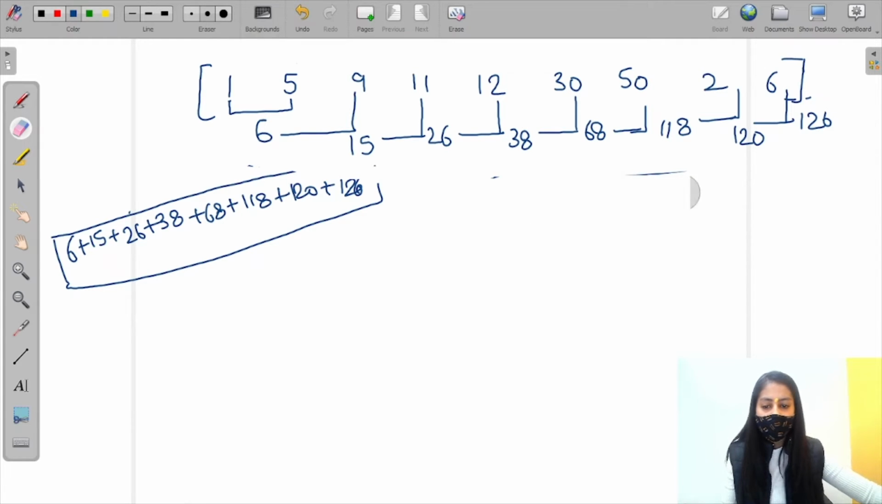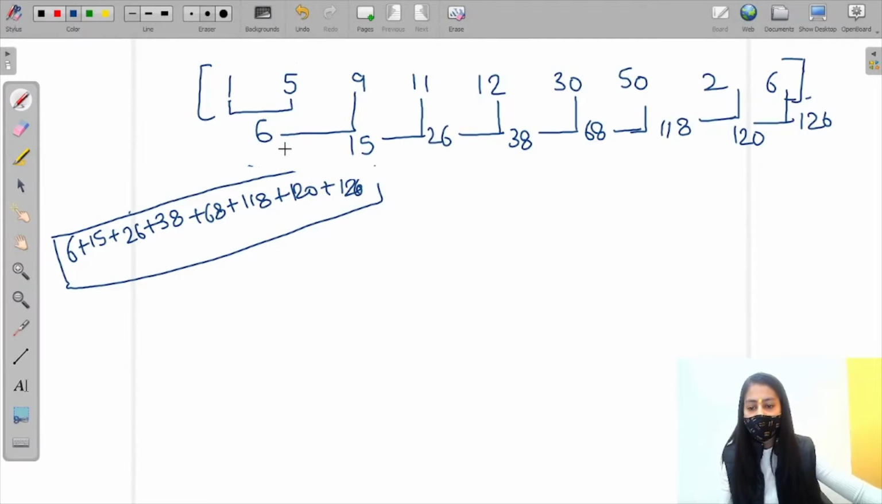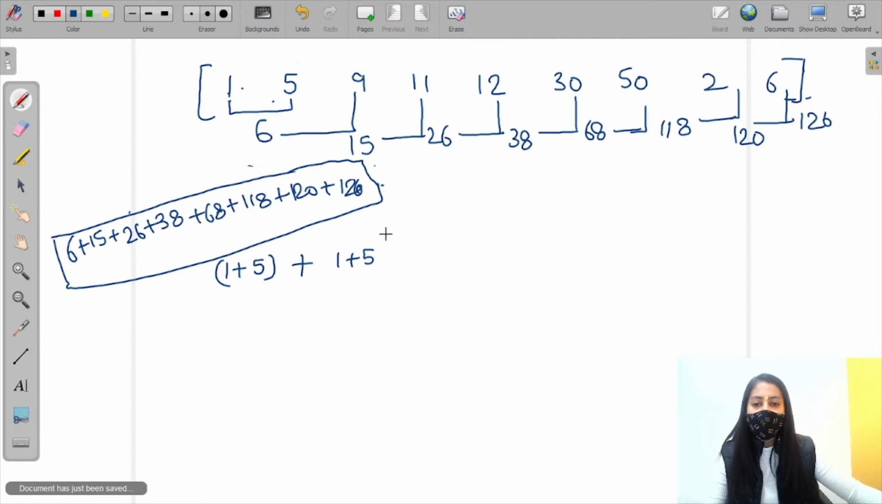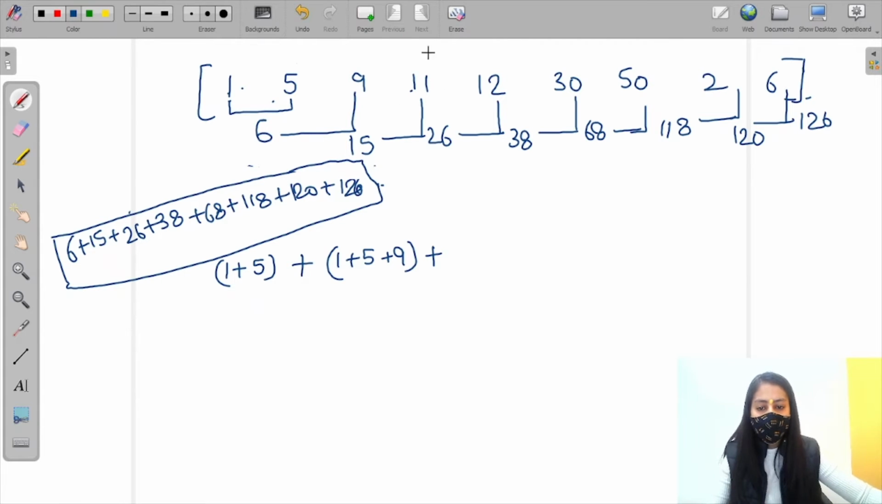So we have to minimize this cost, right? So let's write, for example, when I combine these two sticks, I pay a cost of 1 plus 5. Next, I combine these two sticks. Now 1 plus 5 is repeating again. I can write 6 as 1 plus 5, plus I am paying a cost of 9 also now, right? Next, in order to join these four sticks, I have to pay a cost of 15 plus 11. Now I can write 15 as this also, 1 plus 5 plus 9, right?